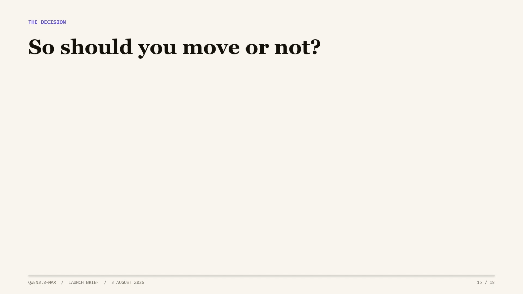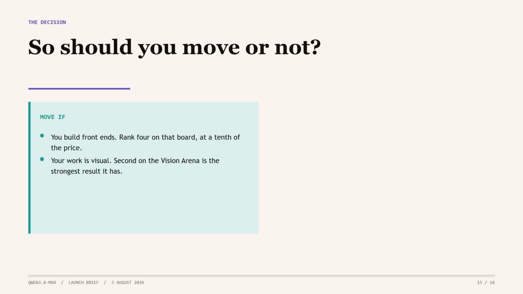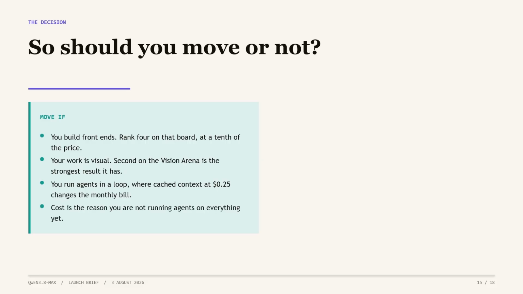Should you move? Move if you build front ends. Fourth on that board at a tenth of the price is hard to argue with. Move if your work is visual. Second in the world is the best result it has. Move if you run agents in a loop all day, because that cache 25% rate is where your bill actually lives. You can move if cost is the reason, so you are not running agents on everything already.